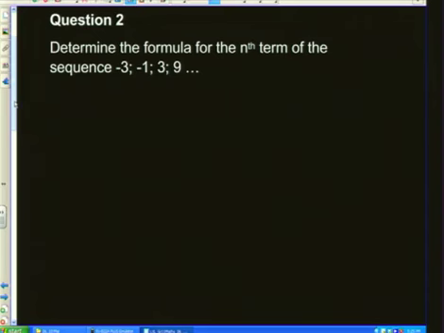Now, question number 2. If you didn't get the first one, let's just listen to the second one, all right? Find the formula for the nth term of the sequence. Now, work out the differences first. So what you do is, you've got minus 1 minus minus 3, you get positive 2, because minus 1 minus minus 3 is minus 1 plus 3, and the answer is 2. Now, 3 minus minus 1, you get a 4, and then the next one, it's 9 minus 3, you get a 6.